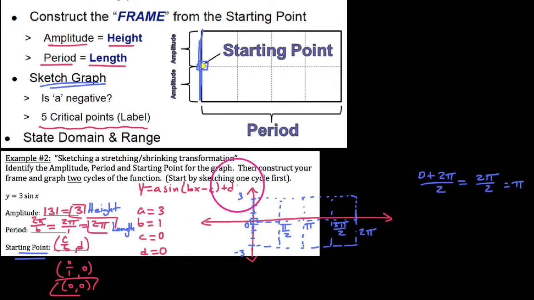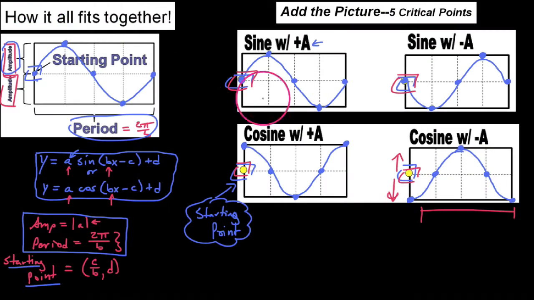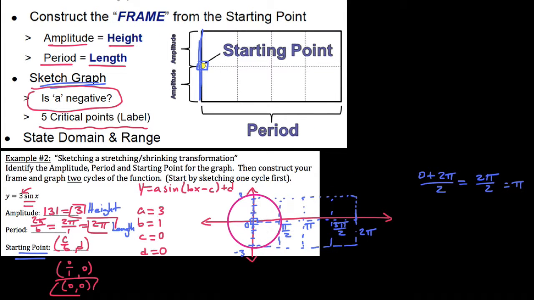Now that we've constructed our frame, the only thing we have left to do is place our graph inside the frame. The next step in our process just asks, is a negative? Because what we want to know is, would this graph be reflected? With a positive a value, this graph would not be reflected. So we're just going to graph all 5 critical points. Knowing that this is a sine curve, look back at our sine curve here. A non-reflected sine curve starts at 0, goes to its max, then 0, then min, and then 0. So we're just going to place this graph into its frame: it starts at 0, goes to its maximum in the frame, back to 0 again, to its minimum in the frame, and then back to 0.